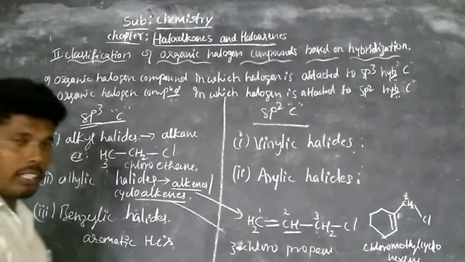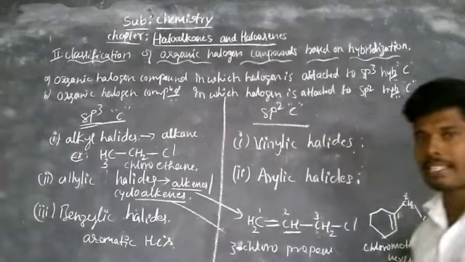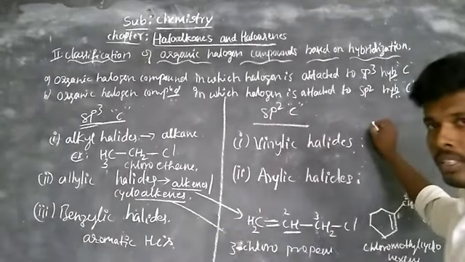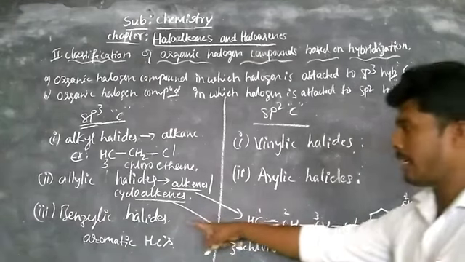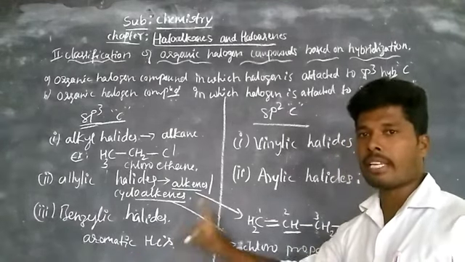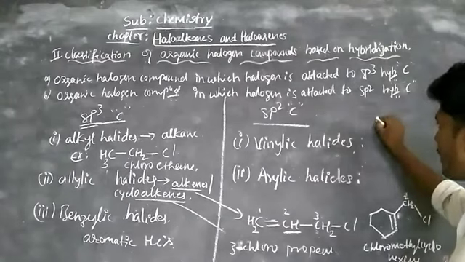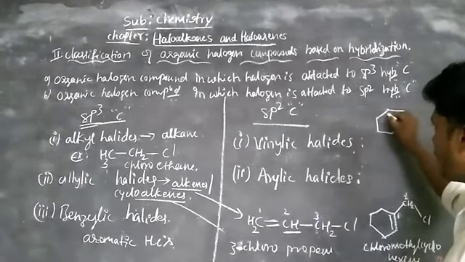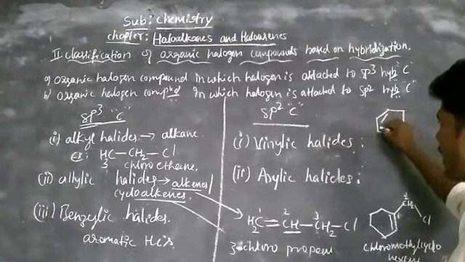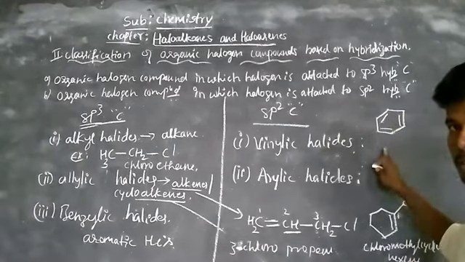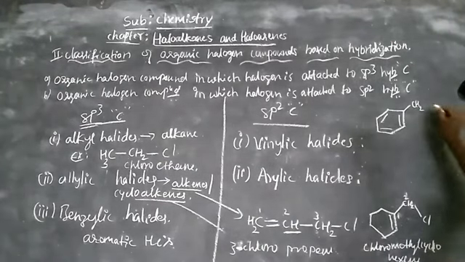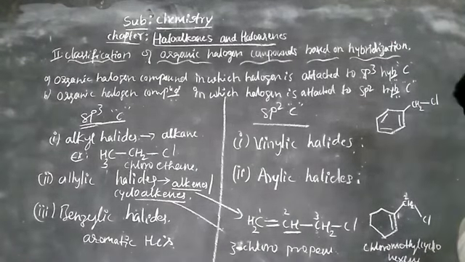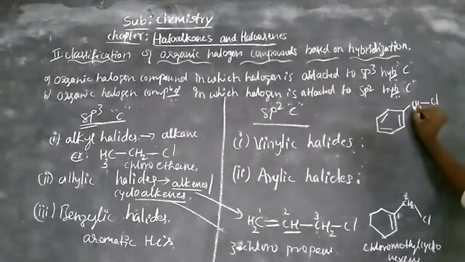Now an example for benzylic halides. I am writing an example for benzylic halide here. See, these are the monohalogen derivatives of aromatic hydrocarbons in which the halogen atom is directly attached to the sp3 hybridized carbon which is adjacent to the benzene ring. So this is the benzene ring. Write here one sp3 hybridized carbon, that is CH2, which is attached to the halogen. So chlorine. Here this chlorine is attached to the sp3 hybridized carbon, which is adjacent to the what?